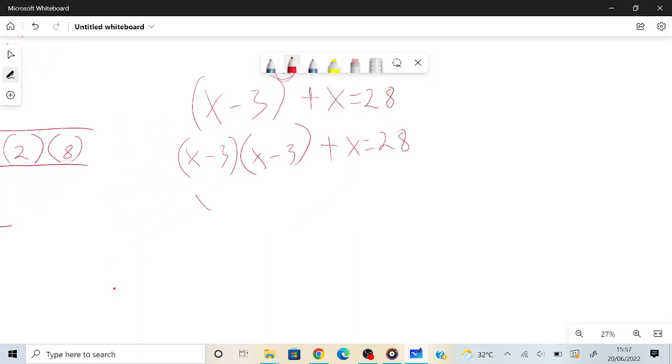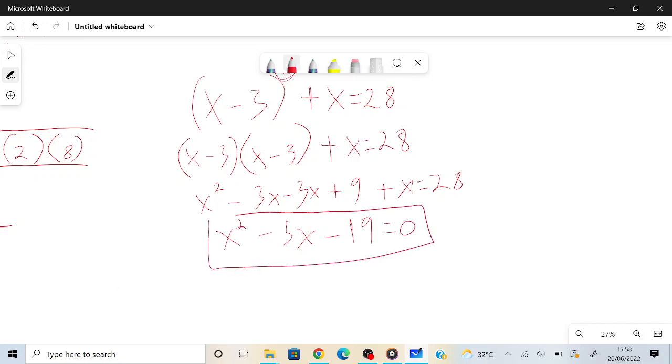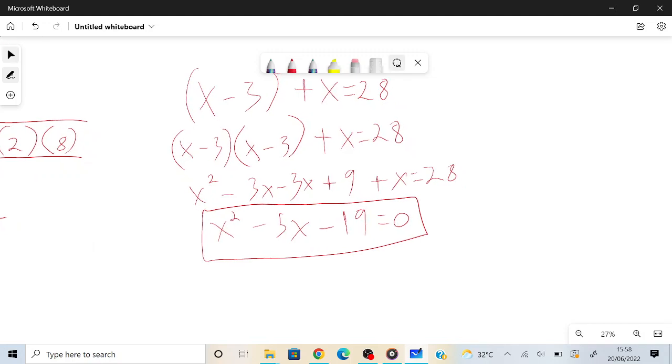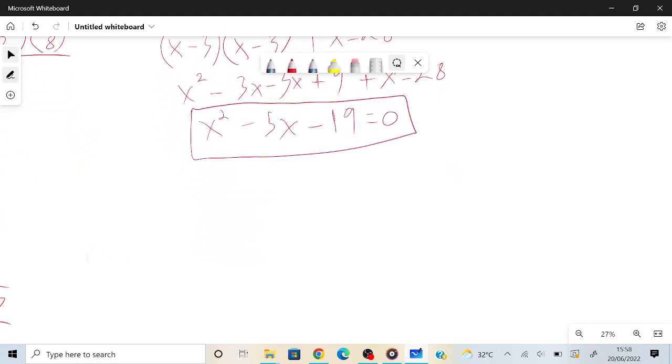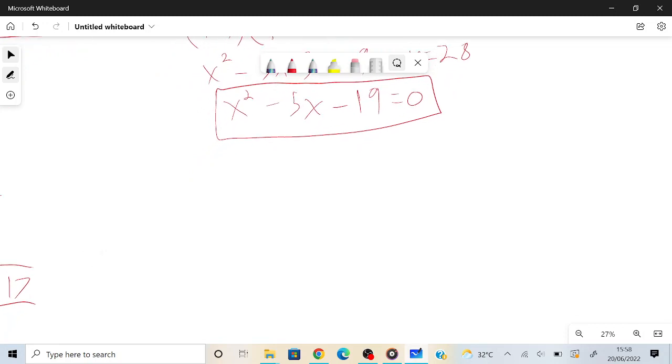Expanding this, we have x squared minus 3x plus 9, because minus 3 times minus 3 gives a positive, plus x equals 28. Collecting your like terms, you have x squared minus 3x, that's minus 6x, plus x is minus 5x, and 9 minus 28, that's minus 19, equals 0. And then you do have it in the form of a quadratic equation. Now, this is not factorizable, so we will use the quadratic formula.